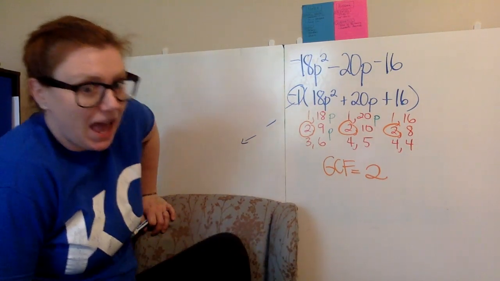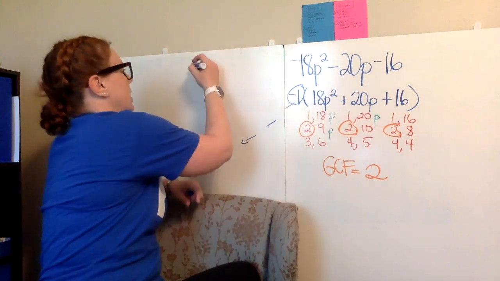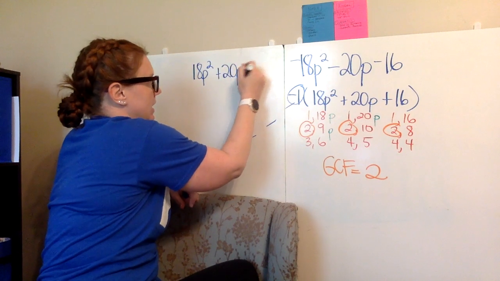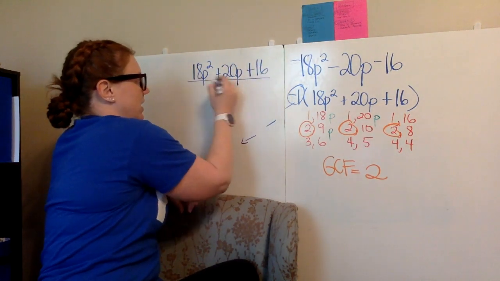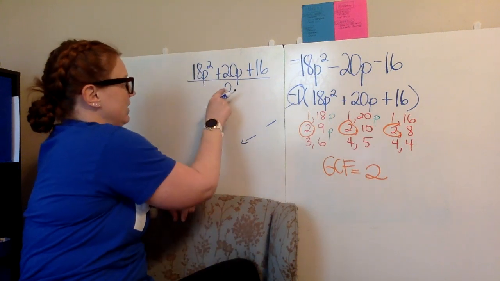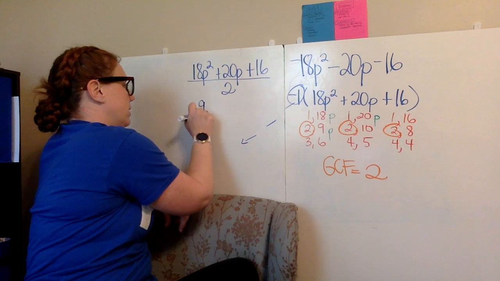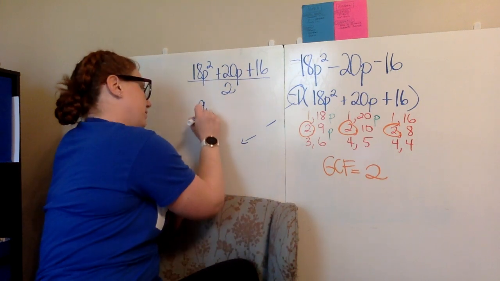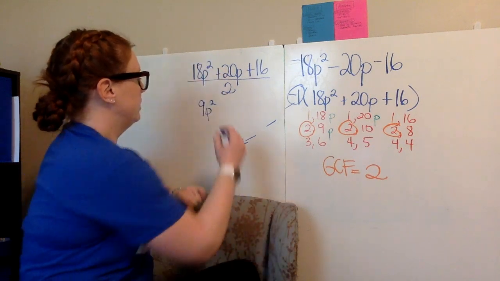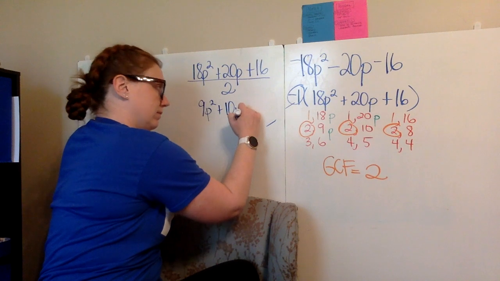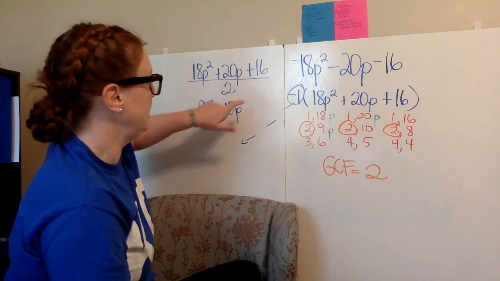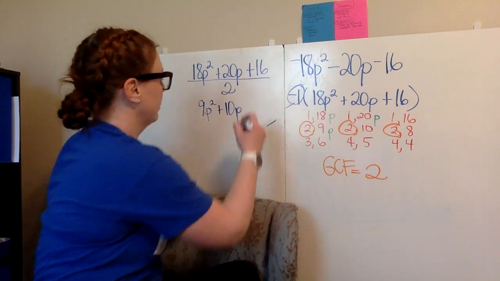Here we go. 18p squared plus 20p plus 16 divided by just 2. 18 divided by 2, 9. p squared, because my variables aren't going to change. 20 divided by 2, positive 10. That p just comes along for the ride. And 16 divided by 2 is positive 8.